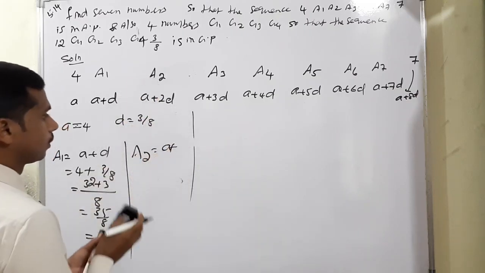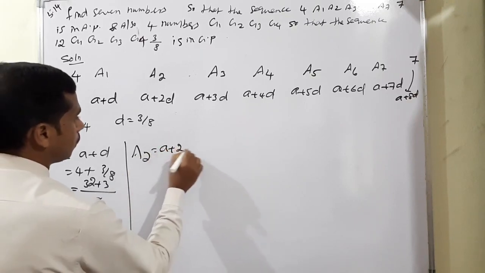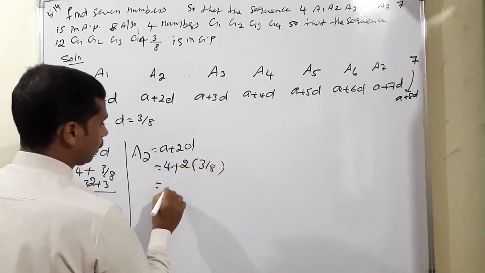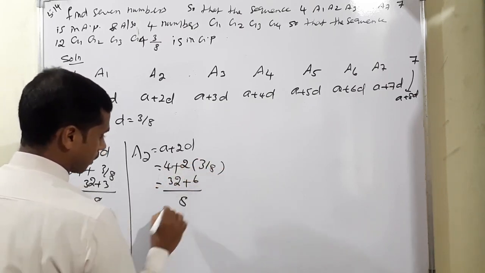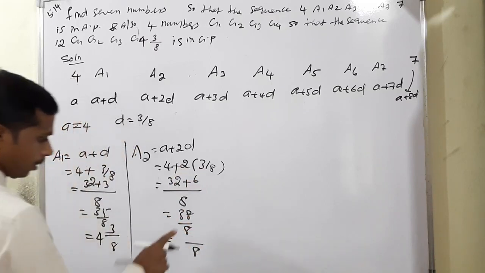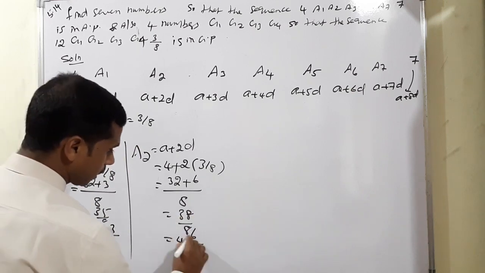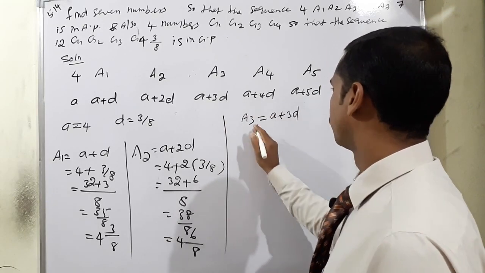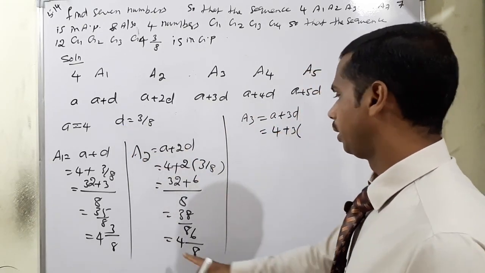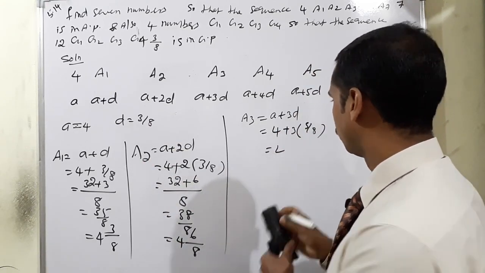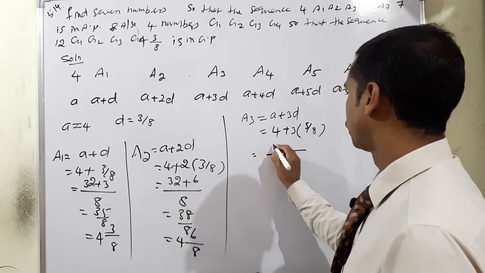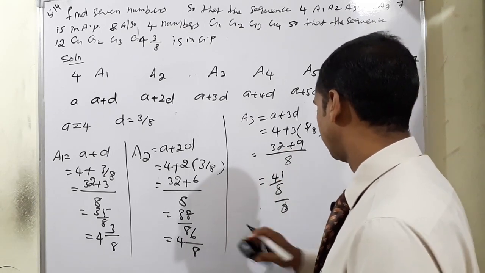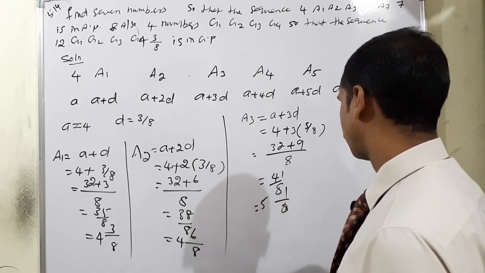Then A2. A2 means A plus 2D. So A is equal to 4 plus 2D, 2 into 3 by 8. Common denominator 8: 8 4s are 32 plus 2 3s are 6. Therefore, 38 by 8. Again 8 4s are 32, and 38 minus 32 leaves 6 balance. Next one, A3 is equal to A plus 3D. A is 4 plus 3 into 3 by 8. Common denominator 8: 8 4s are 32, 3 3s are 9. So 32 plus 9 means 41 divided by 8. 5 8s are 40, and 41 minus 40 leaves 1 balance. So 5 1 by 8.